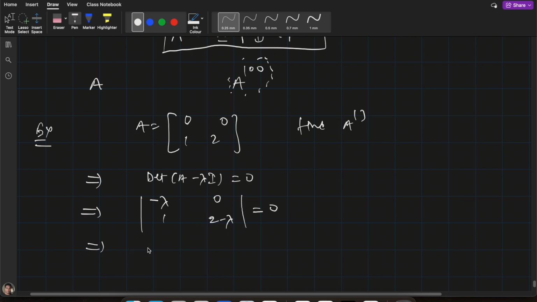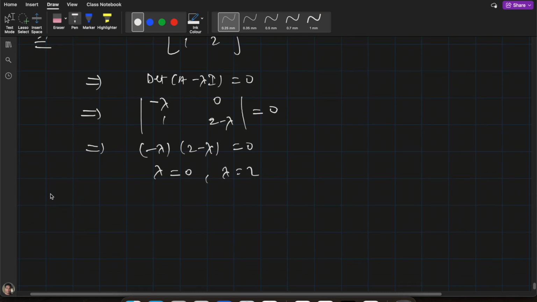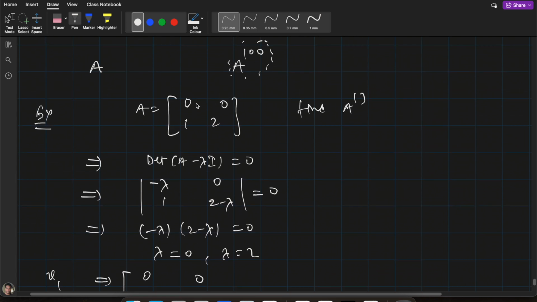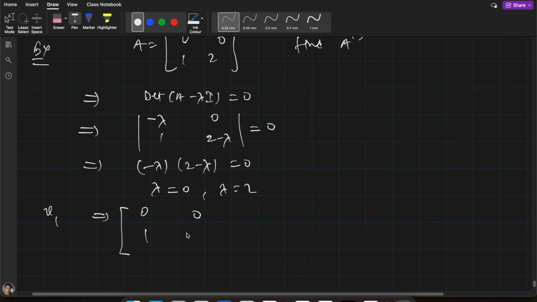That will be minus lambda times (2 minus lambda) equal to 0, which means that lambda equal to 0 and lambda equal to 2. Okay, now find the eigenvector corresponding to lambda 1. So that will be [0 minus 0, 0; 1, 2 minus 0] times [x1, x2] equal to [0, 0].